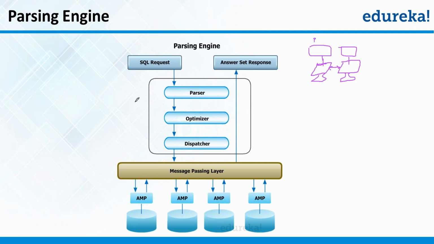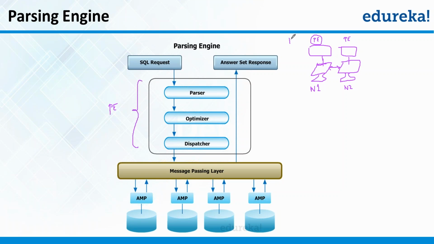Now what happens here is that both of them have a component called the parsing engine, PE, which is this component. This is your PE, or the parsing engine. The parsing engine is responsible for your session management. So what happens is node 1, let me say N1 and N2.